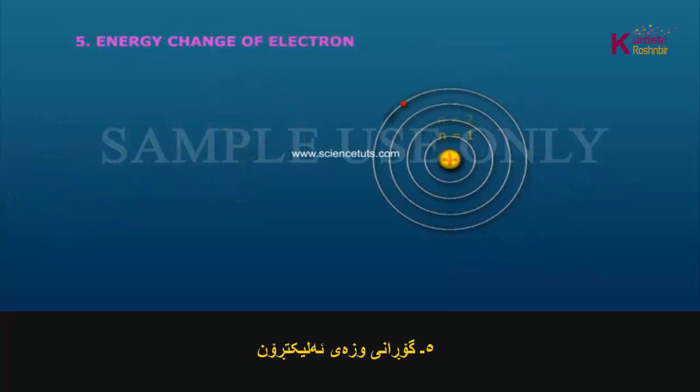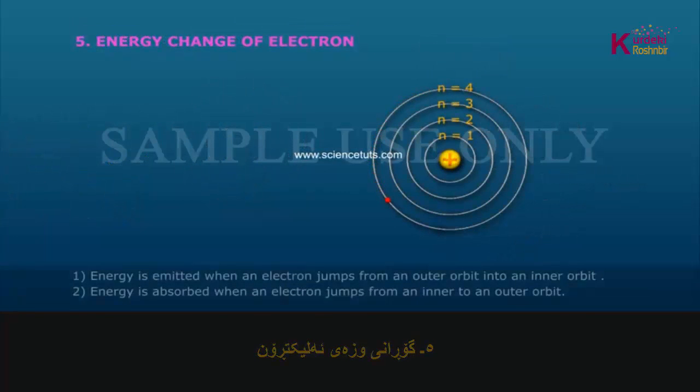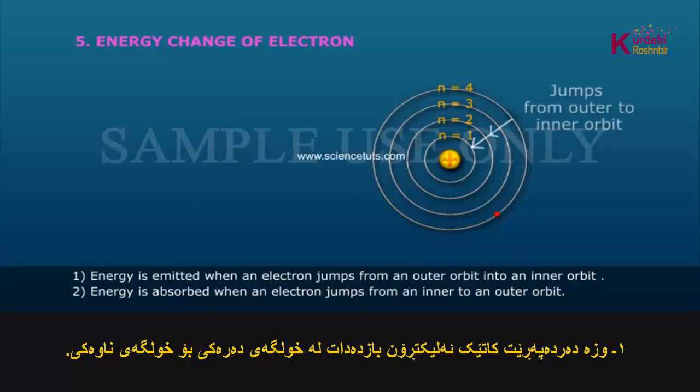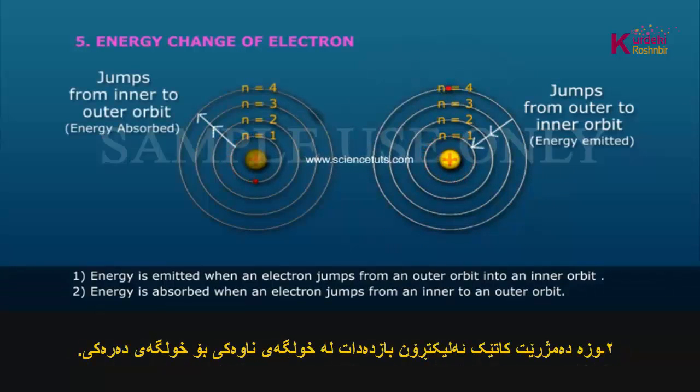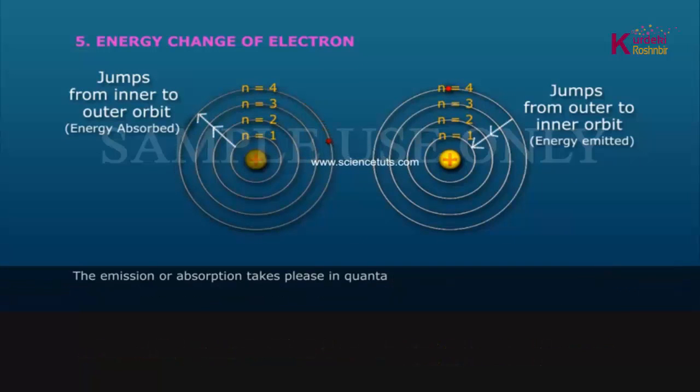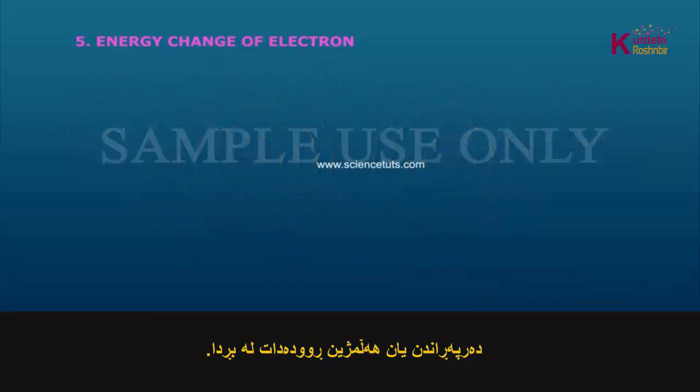5. Energy change of electron. Energy is emitted when an electron jumps from an outer orbit to an inner orbit. Energy is absorbed when an electron jumps from an inner orbit to an outer orbit. The emission or absorption takes place in quanta.